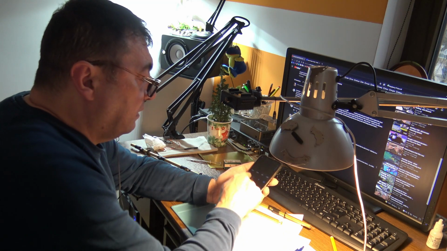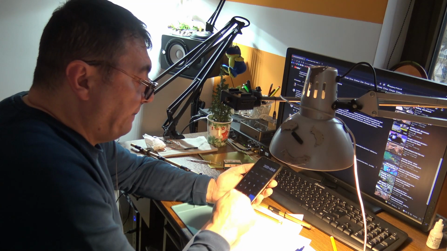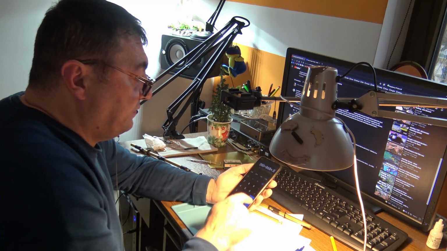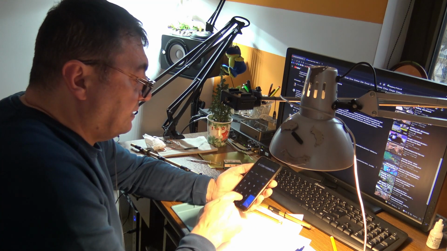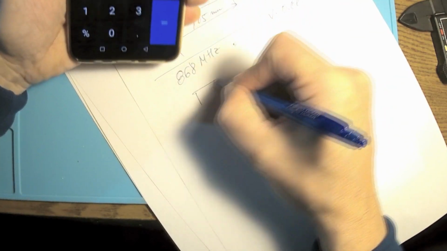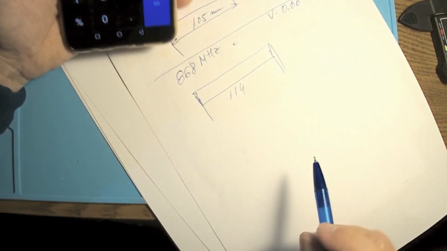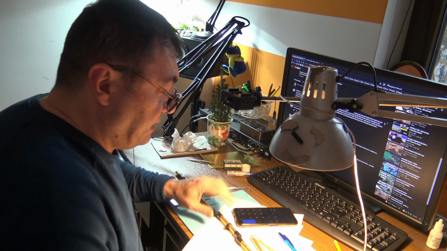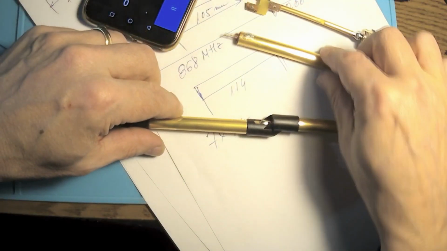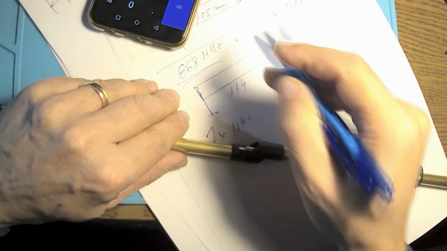Most coaxial cables have this kind of velocity factor. Okay, so then we have 300 divided by 868 times 0.5, and this times 0.66, and that gives me 114 millimeters. It's almost 1 centimeter difference here. First phase, somehow I need your help for this. How can I find the length of these tubes for 868 megahertz?